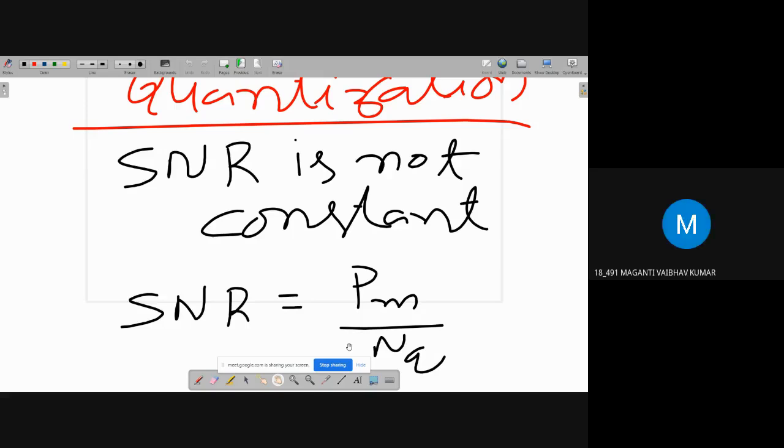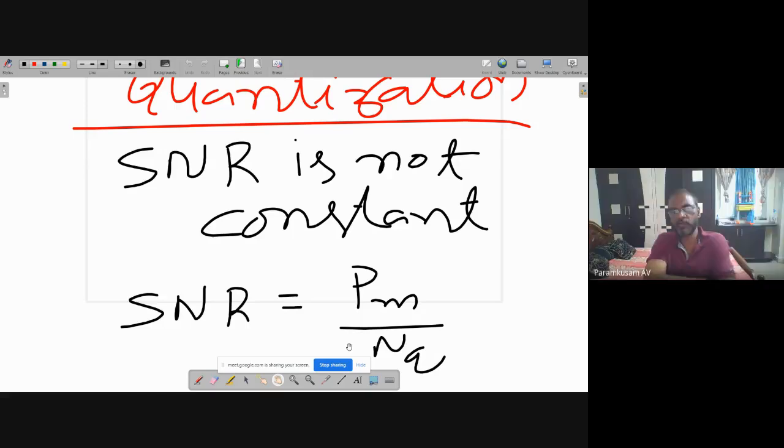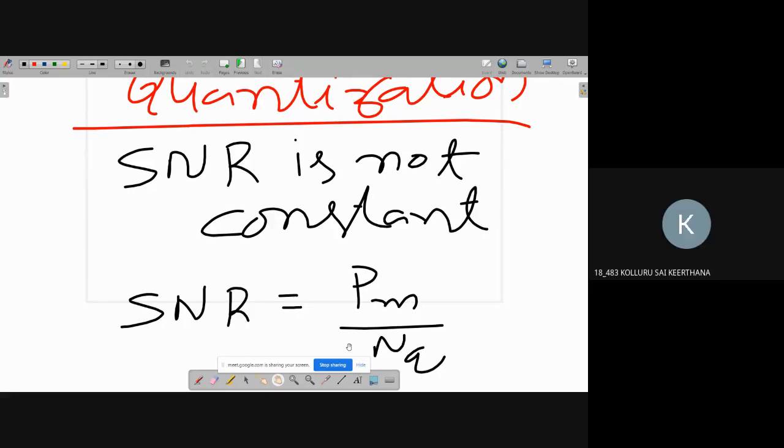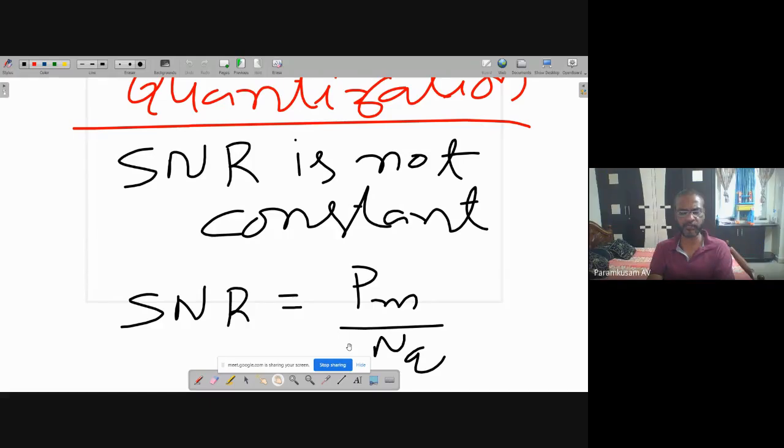ఇప్పుడు నేను ఒకే క్వశ్చన్ డైరెక్ట్ గా అడుగుతాను. యాంప్లిట్యూడ్ ఆఫ్ ది సిగ్నల్ ఈస్ లెస్, SNR ఈస్ లెస్ ఆర్ మోర్? లెస్ కదా, ఎందుకంటే PM బై NQ. PM బై NQ లో NQ కాన్స్టెంట్. PM దేంట్లో ఉంది? న్యూమరేటర్ లో ఉందా డెనామినేటర్ లో ఉందా? న్యూమరేటర్ లో ఉంది.